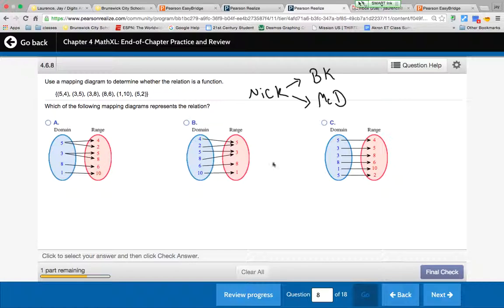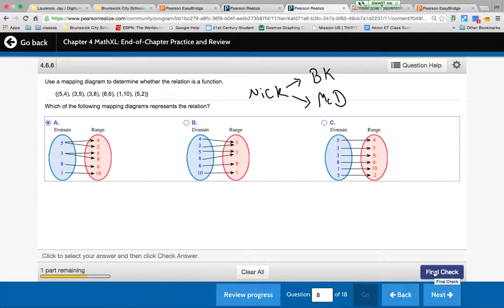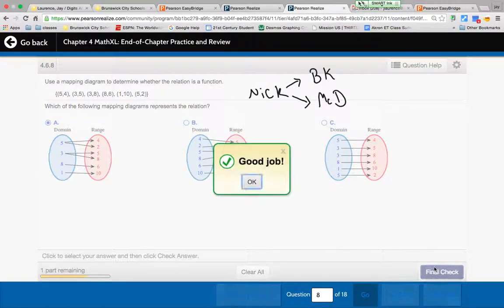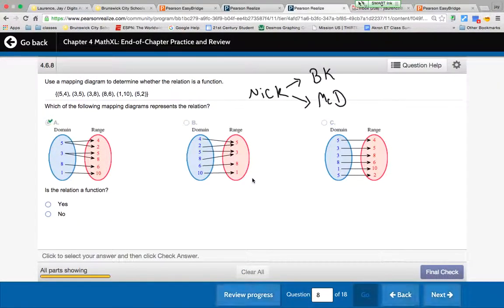8's going to 6. 1's going to 10. Which one do we pick? It's either got to be A or C. Well, we don't want to list a member of the domain more than once. Remember we did unions and intersections? We didn't list things multiple times. So why is it my final check? Very interesting. All right, well, anyway, I did a good job.